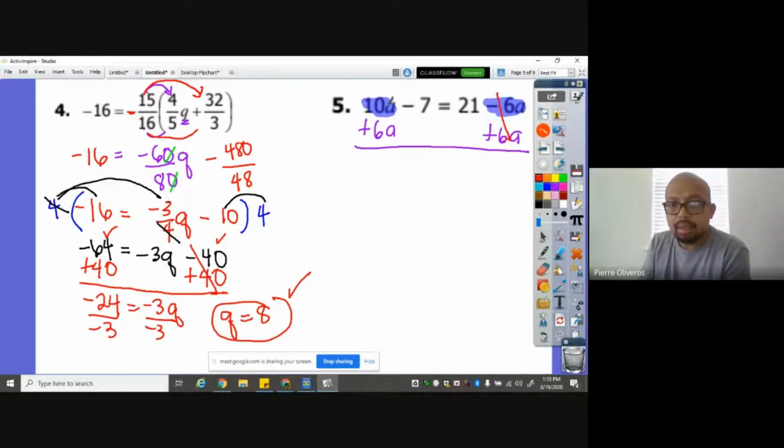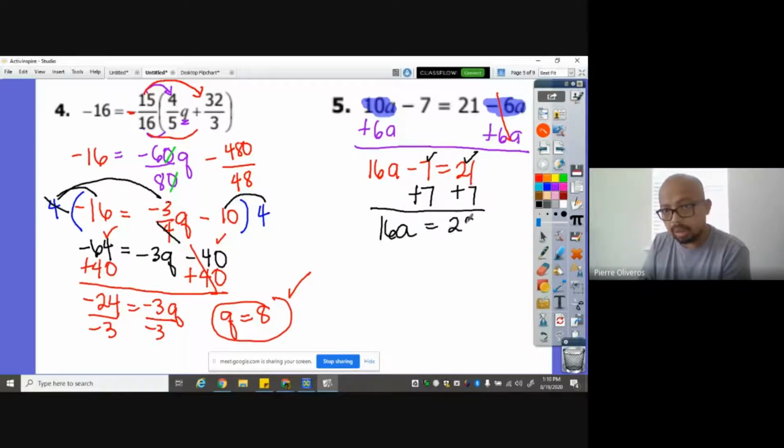This will cross out. 10a plus 6a is 16a minus 7 equals 21. Then I know these two here are like terms. I'm going to add 7, add 7. That gives me 16a is equal to 28. Divide them all by 16.